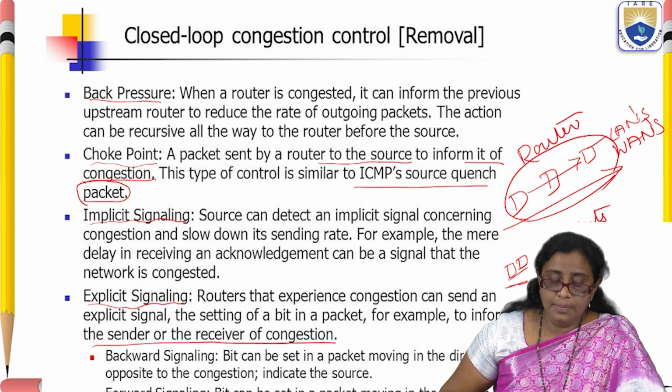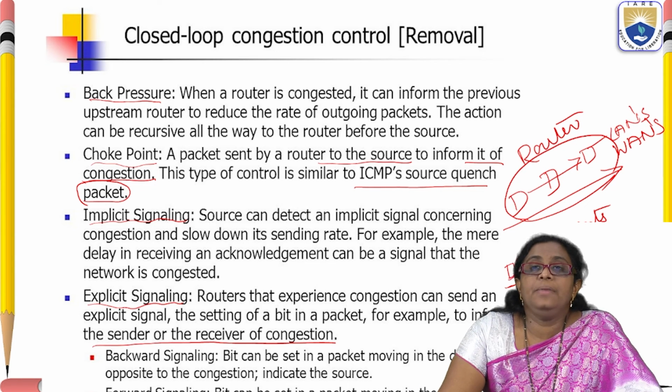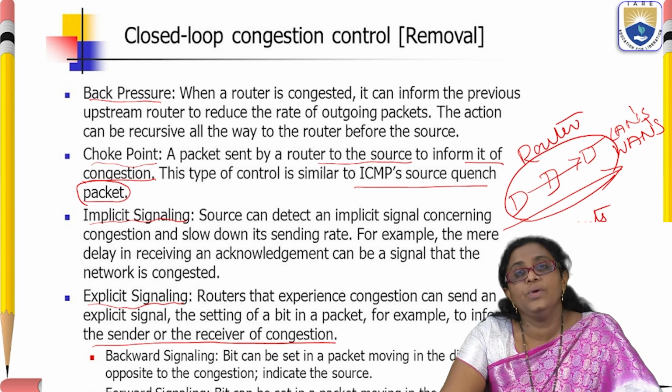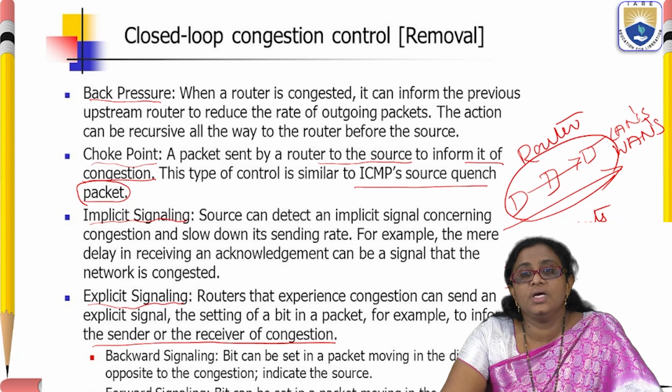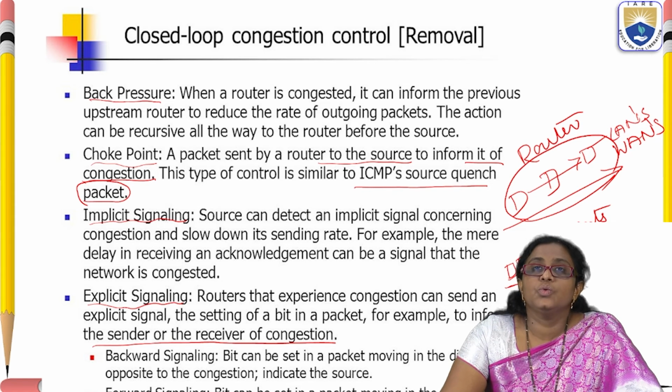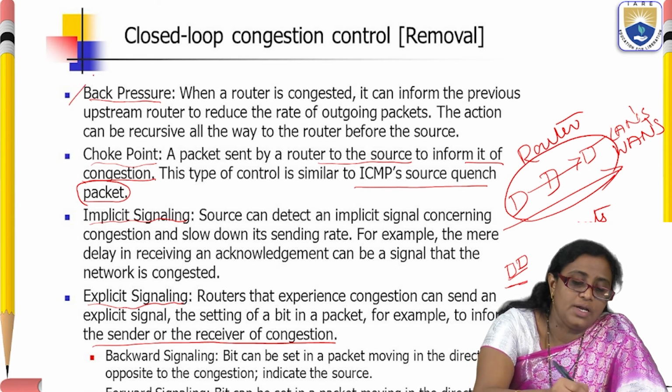And here, in backward signaling, a bit can be set in a packet moving in the direction opposite to the congestion, to indicate the source. Here, back pressure we have already seen.